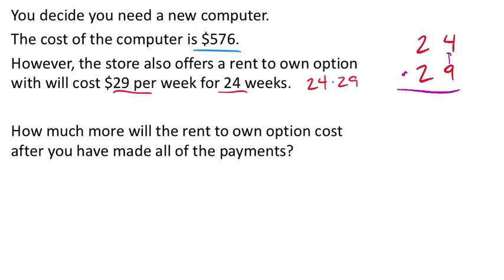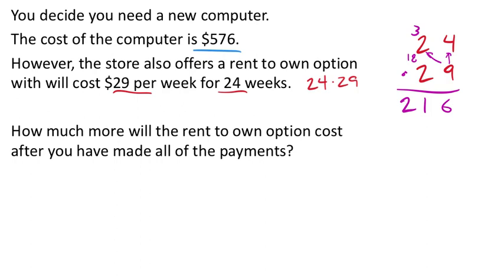So in the ones place value, 9 times 4 would be 36. But I'm going to carry the 3 over to the next place value. Then I would have 9 times 2, which is 18. But I'd have to add the 3 to make that 21.